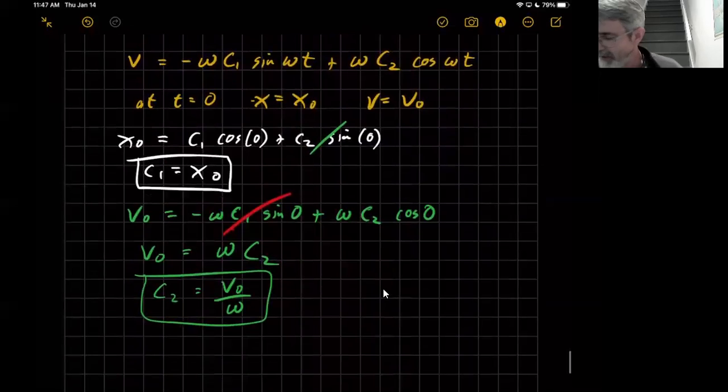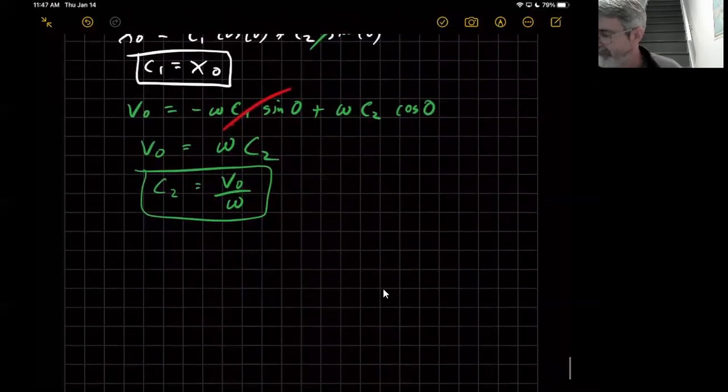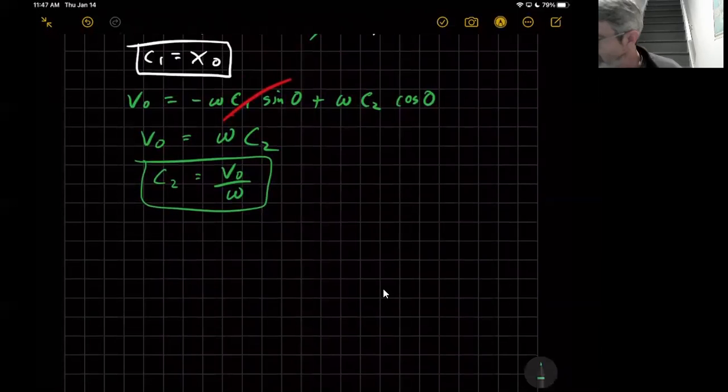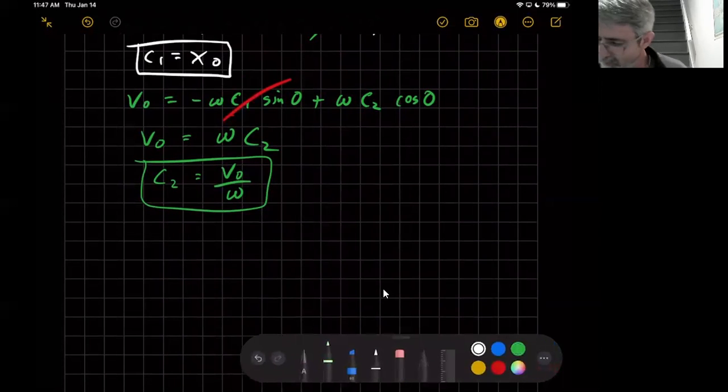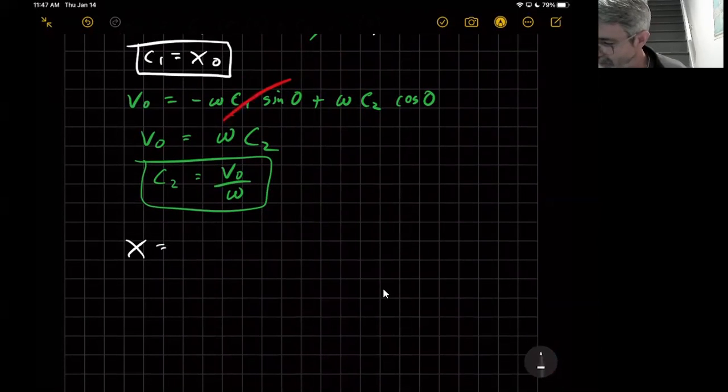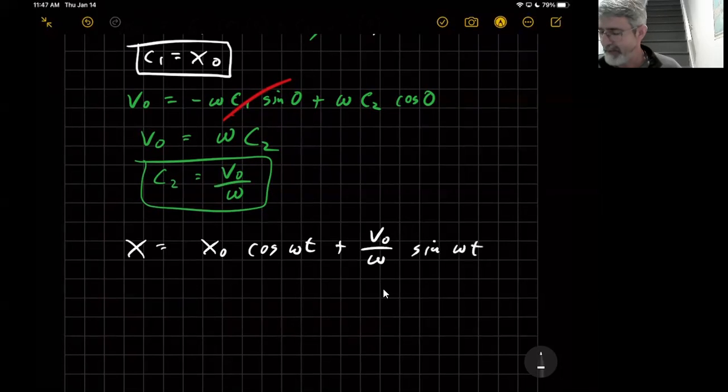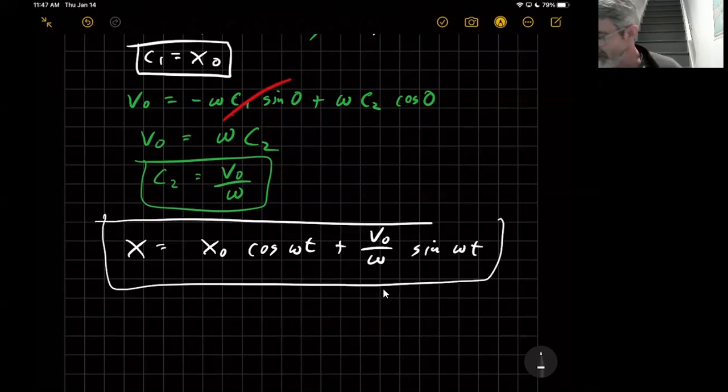So now we can write in a more general sense what has to be true. We can say x is equal to C1, well, C1 is x naught, cosine omega t plus v naught over omega, that's C2, times the sine of omega t. So this would give us the general equation of motion.